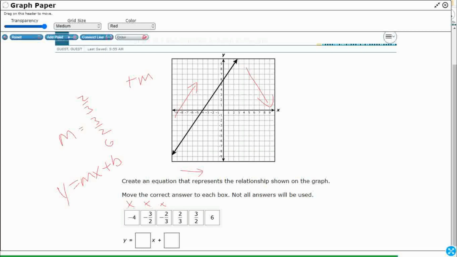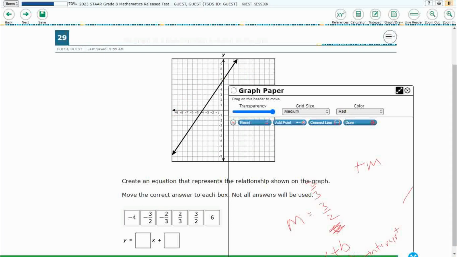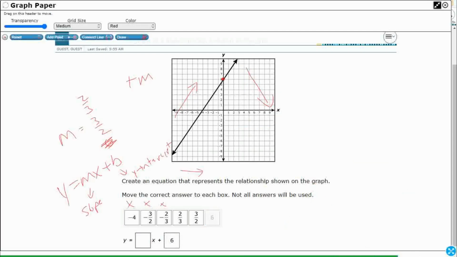And then we can go ahead and take a look at our y-intercept. When we're looking at our y equals mx plus b, this m is our slope, and the b is the y-intercept. Where does this line cross the y-axis? Well, visually, we can see it crosses the y-axis right there at 6. So that's going to knock that out off my slope options. I can drag the 6 and put it right there, because that's where it crosses the y-axis.